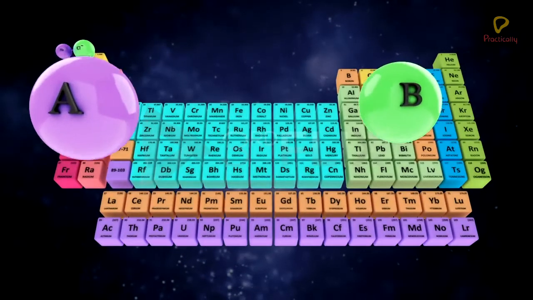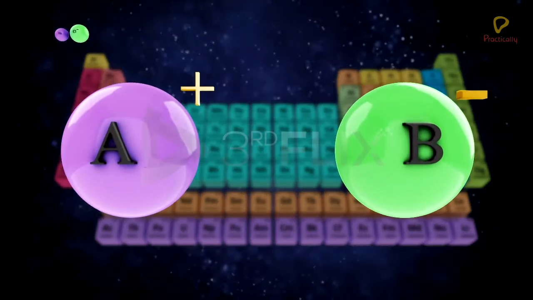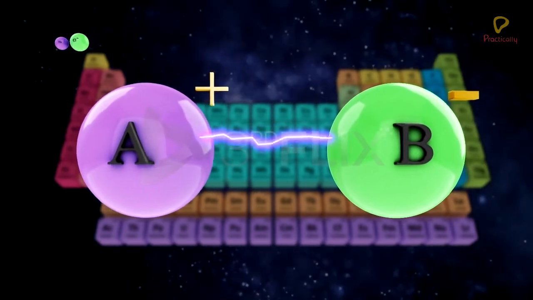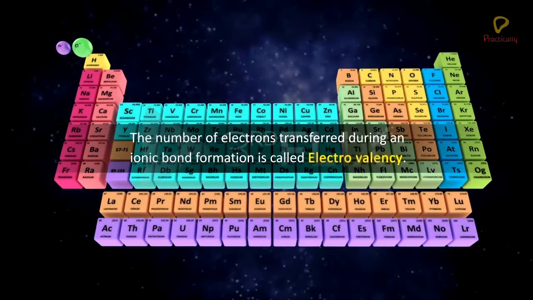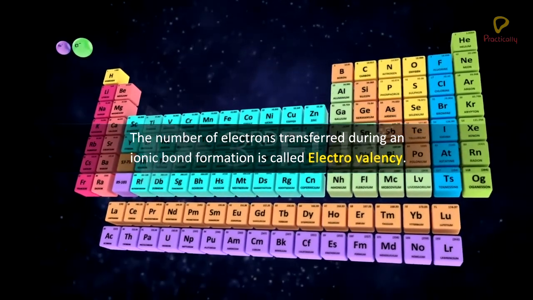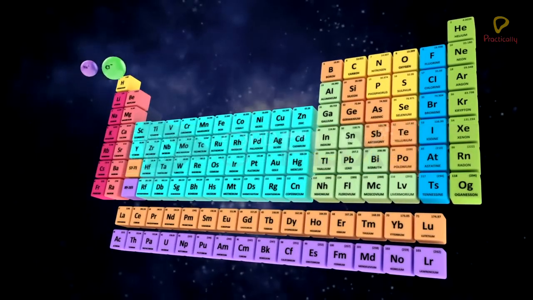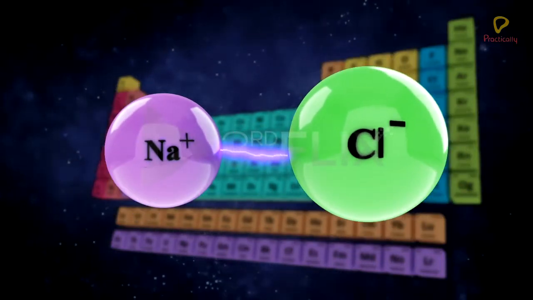In other words, the bond formed by complete transfer of electrons from one atom to another atom is called ionic bond or an electrovalent bond. The number of electrons transferred during an ionic bond formation is called electrovalency. Therefore, the electrovalency of sodium or chlorine is equal to 1.